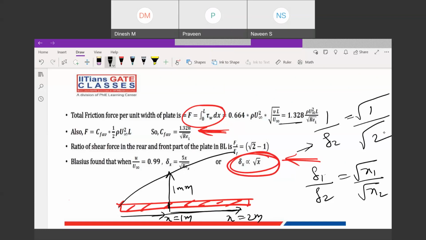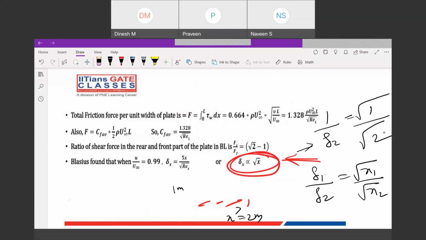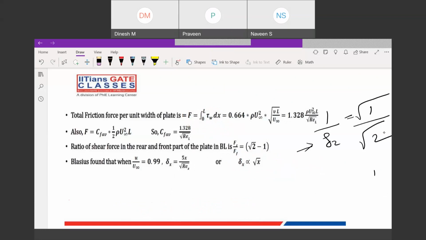And this you check, it comes 1.3208 only. You can integrate and check, but just confirm with the book one time. You can confirm with the book also. I think it is 1.328 only.